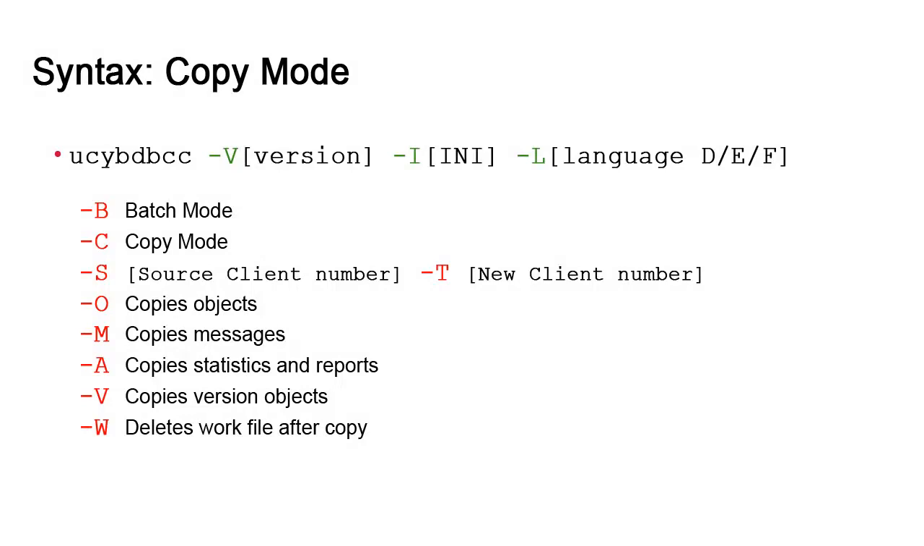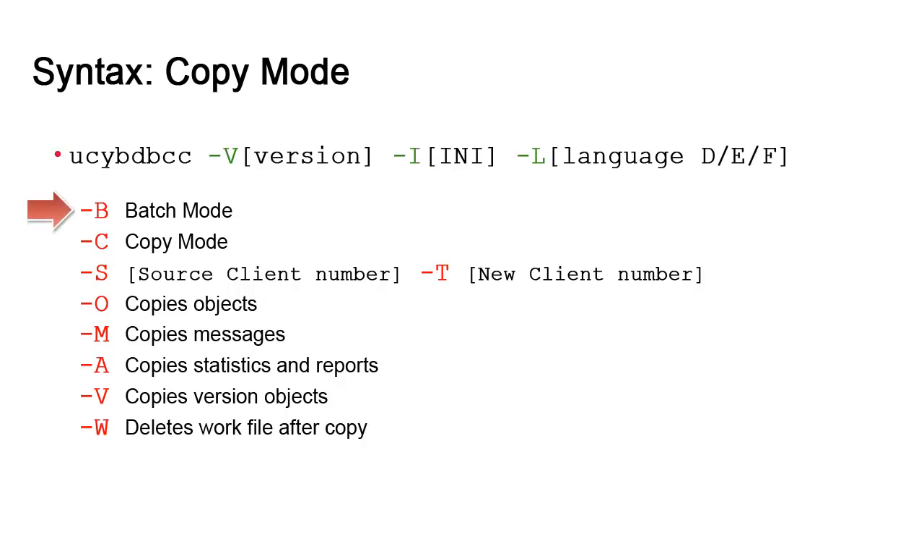Administrators can also execute client copy in batch mode. This is the syntax for the copy mode. There are optional options that are available in all utilities. -V prints the AA version. -I points to the INI file. You only need this if the file is not located in the same directory, otherwise it's not needed. -L sets the language.